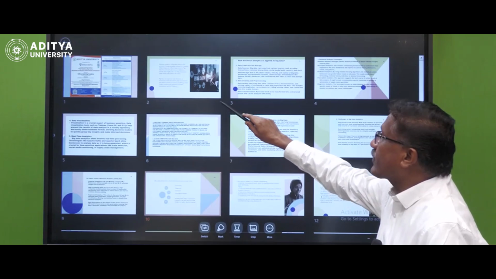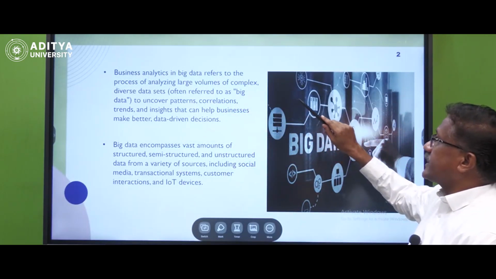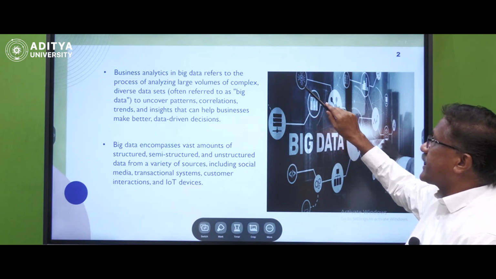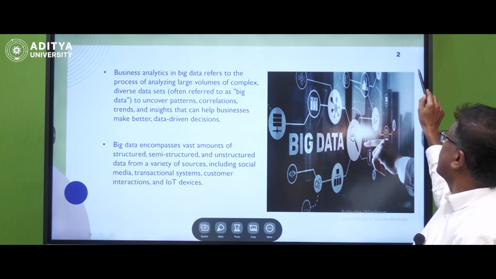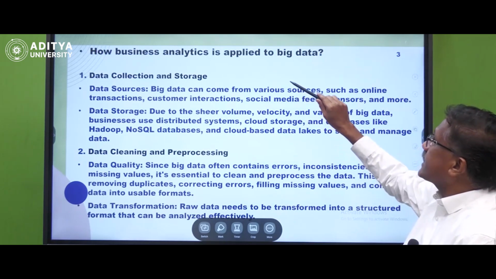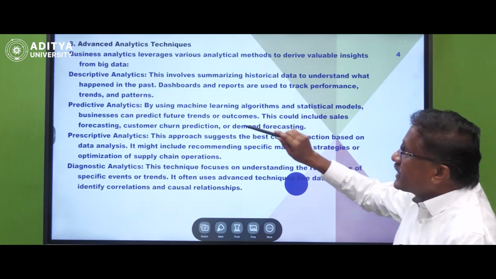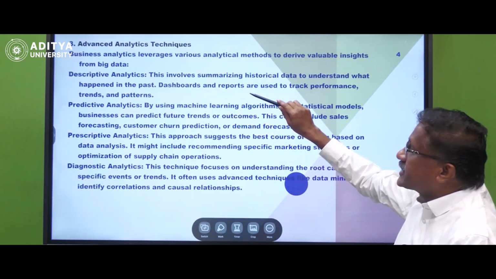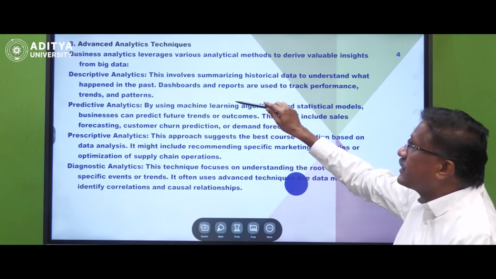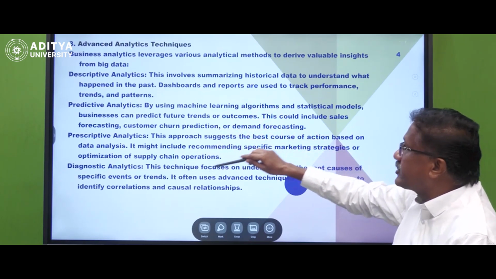Up to now, we have covered what business data analytics in big data is, how business analytics is applied to big data, and what the various analytical tools and techniques are that we are using, for example, descriptive analytics, predictive analytics, prescriptive analytics, and diagnostic analytics.